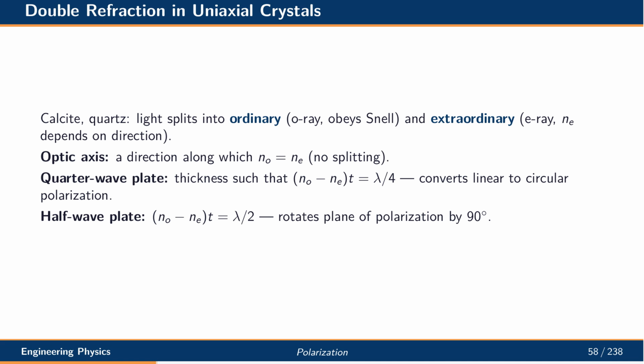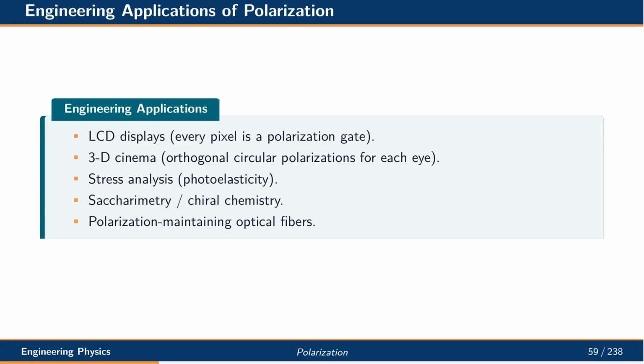A quarter wave plate converts linear to circular polarization, while a half wave plate rotates the plane of polarization by 90 degrees. These are essential components in polarization optics. Polarization has many engineering applications.